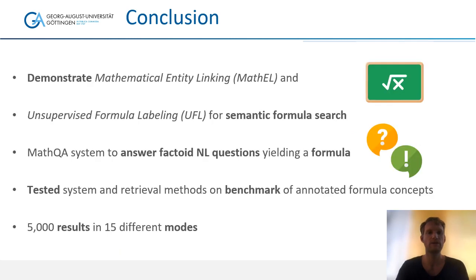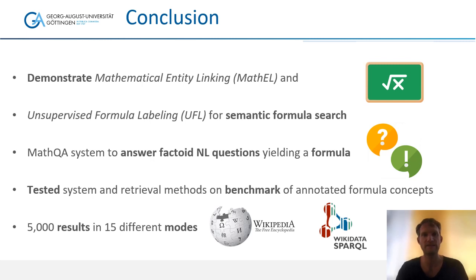Let me now conclude. So in this paper, we demonstrated how mathematical entity linking and unsupervised formula labeling can be used for semantic formula search and mathematical question answering. We implemented a system, MathQA, that can answer factoid natural language questions yielding a formula. We tested our system and retrieval methods on a selection of annotated formula concepts. We evaluated over 5,000 results in 15 different modes using formula and identifier names and symbols and strings as input or output, and Wikidata, Wikipedia, and the archive as source for the index.